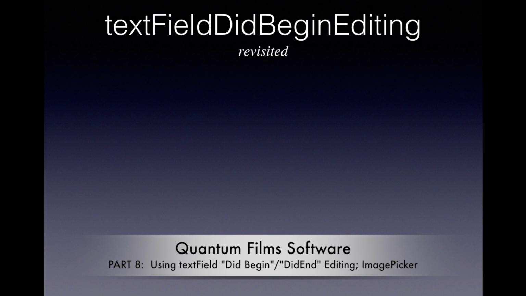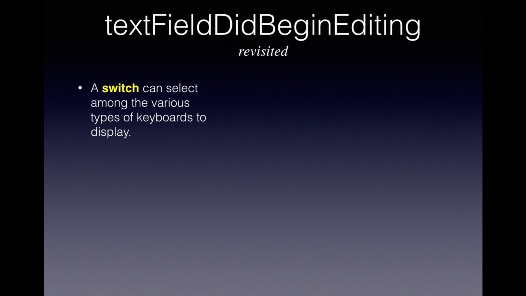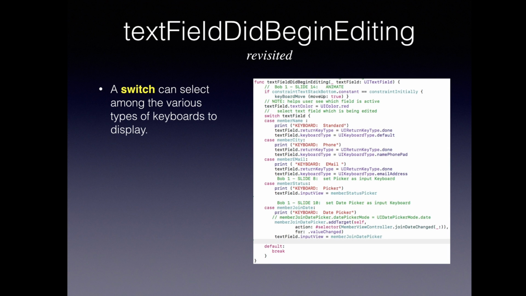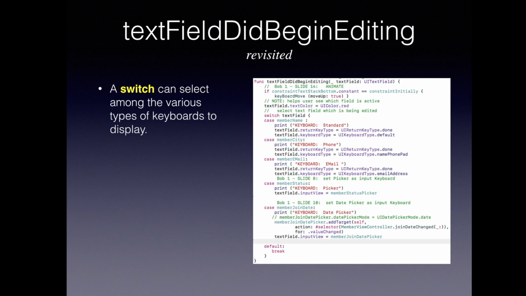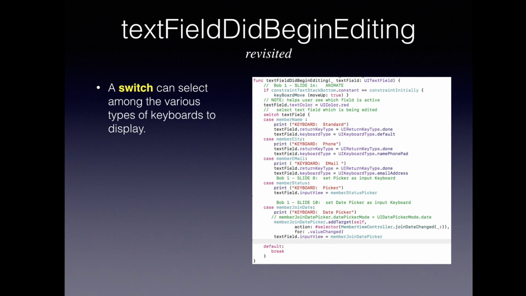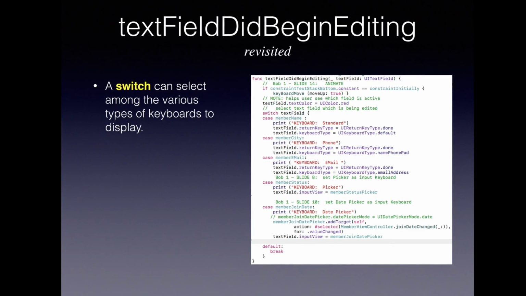Let's revisit the function textFieldDidBeginEditing. This is the starting point when we first select one of the text fields. And we use a switch statement to select which one we're in, and we can essentially access a variety of keyboards, and we can also select to use as a keyboard a picker and a datetime picker. And that's part of the power of this function.